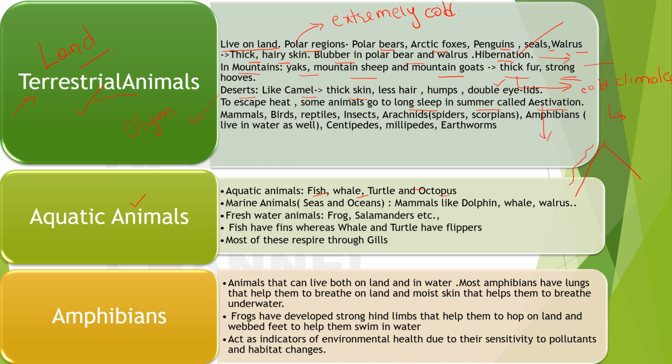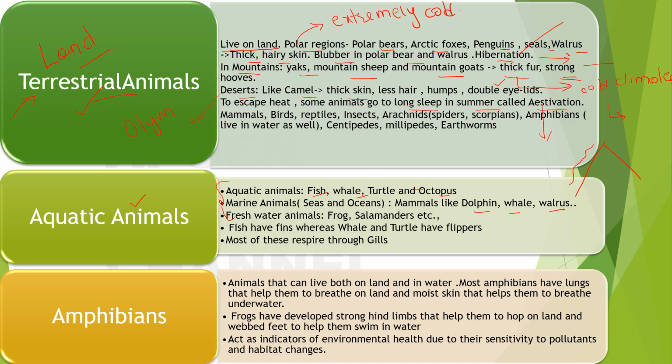Marine animals. What are marine animals? The animals that live in seas and oceans. You can find dolphin, whale, walrus, etc. in the seas and oceans. And about the freshwater animals. What are these freshwater animals? Frog and salamanders. This information is just for you to understand that among marine animals and freshwater animals, there is some sort of categorization among the aquatic animals.